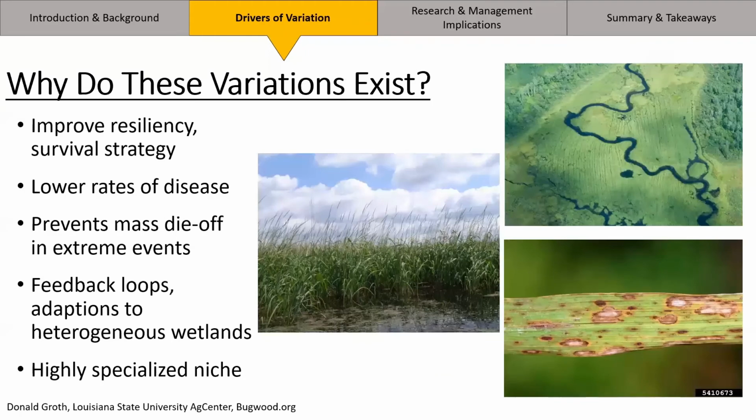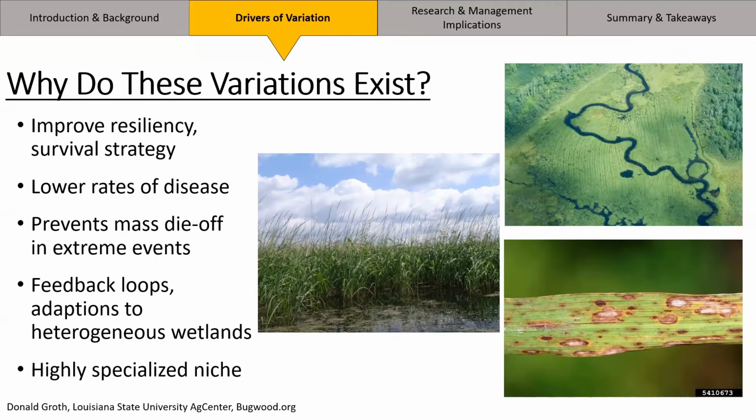One might ask, why do these variations exist? How are they beneficial? They improve population resiliency and its survival strategies. Wild rice depends on fluctuating diverse conditions. Compared to monotypical agriculture, broad genetic diversity promotes disease tolerance and prevents mass die-off in extreme weather events.